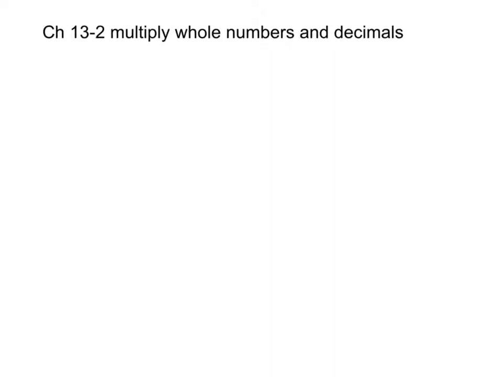Okay, today we're starting a new chapter. We're on chapter 13, lesson 2. We are learning how to multiply whole numbers and decimals. Up until this point, we've just done addition and subtraction. Now we're getting into multiplication. So our objective is to find the product.